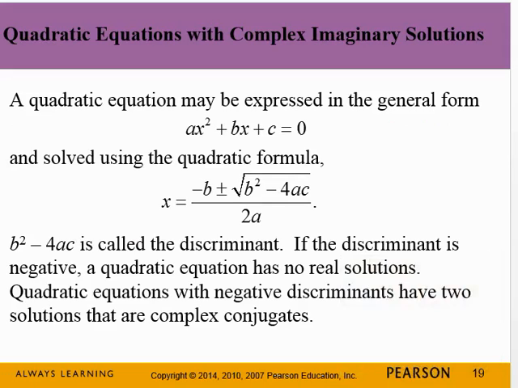A quadratic equation may be expressed in general form with ax squared plus bx plus c equals 0, and solved using the quadratic formula: negative b plus or minus the square root of b squared minus 4ac, all over 2a. Your b squared minus 4ac is called the discriminant. If the discriminant is negative, a quadratic equation has no real solutions. Quadratic equations with negative discriminants have two solutions that are complex conjugates.